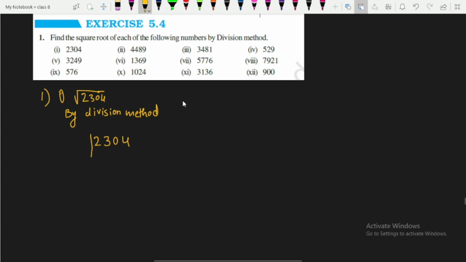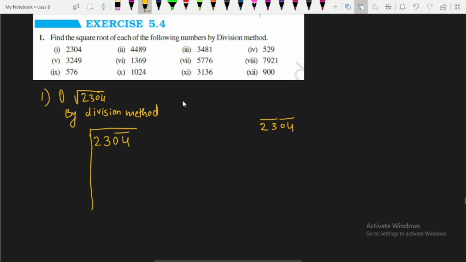First we have to make a line. Draw it like this, and take a little bit of space upside because we have to put the bar on the numbers. From the right side, means unit place, we have to put the bar for every two numbers. For example, 2304: the first two numbers, unit place and tens place, get one bar, and the second two numbers get one more bar.